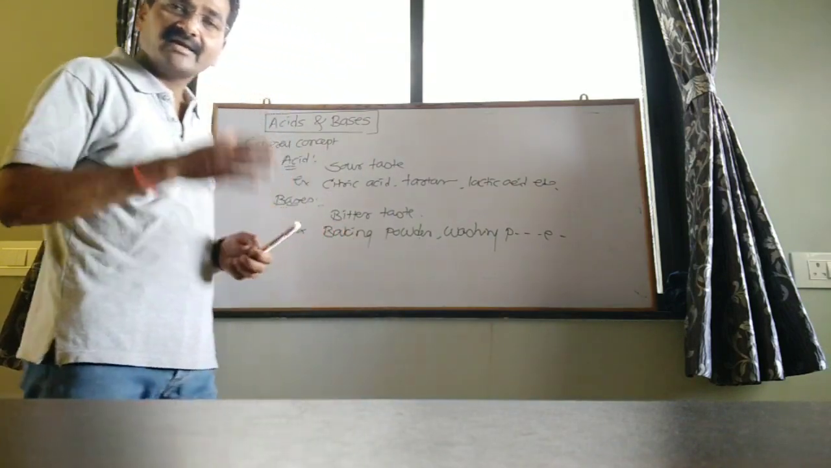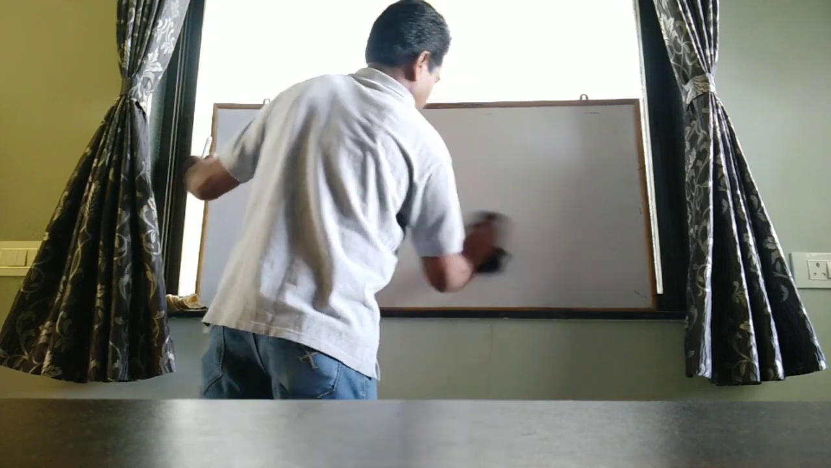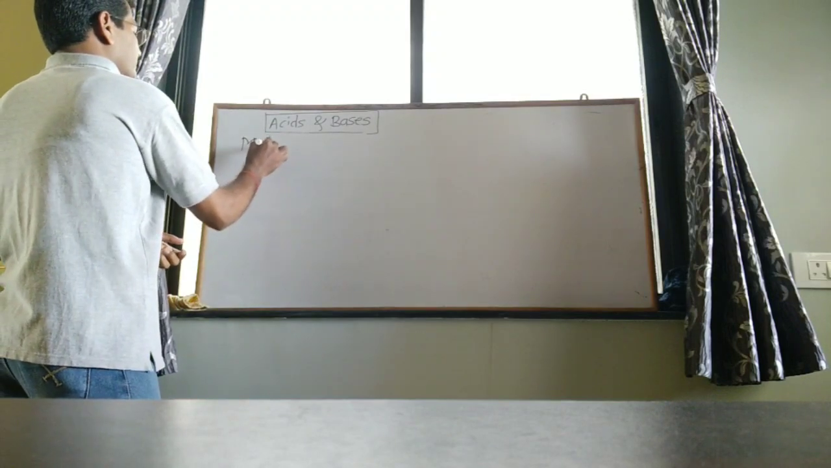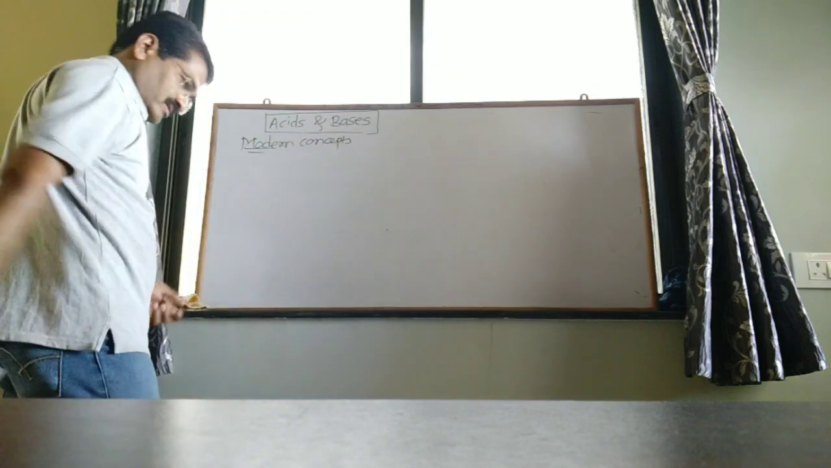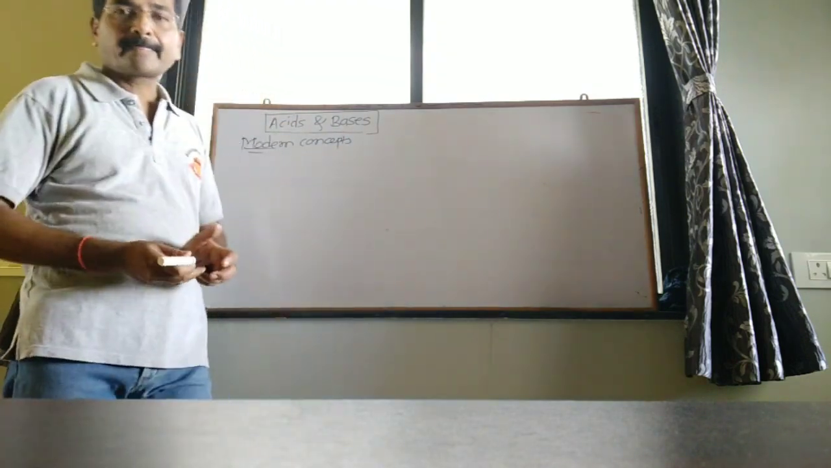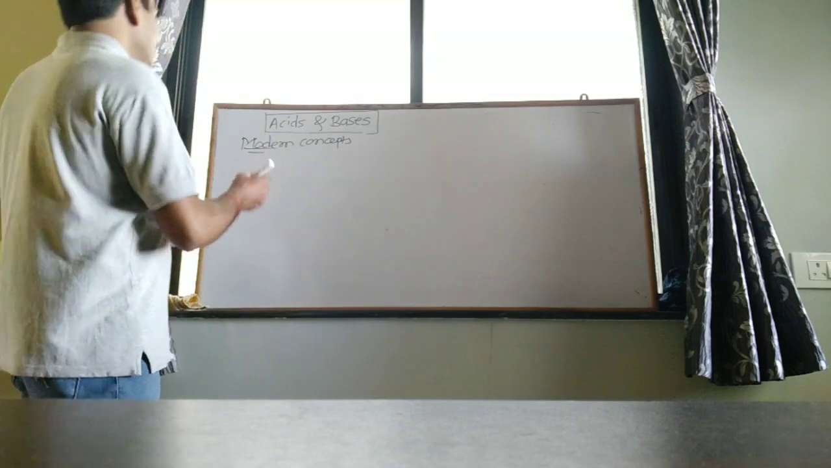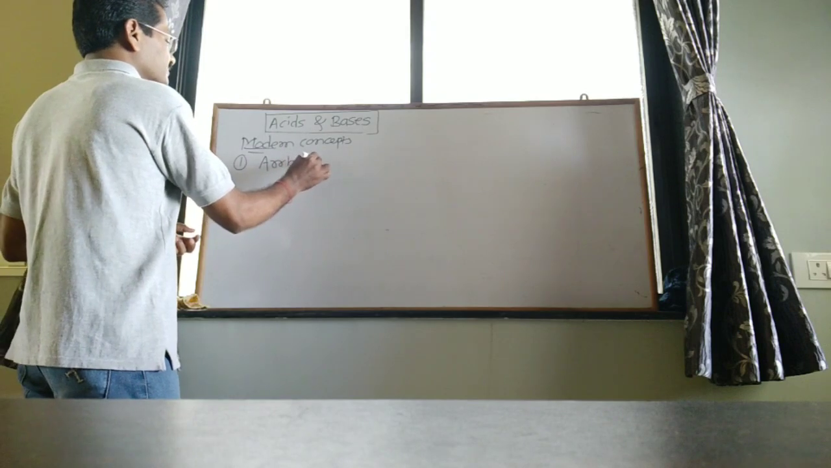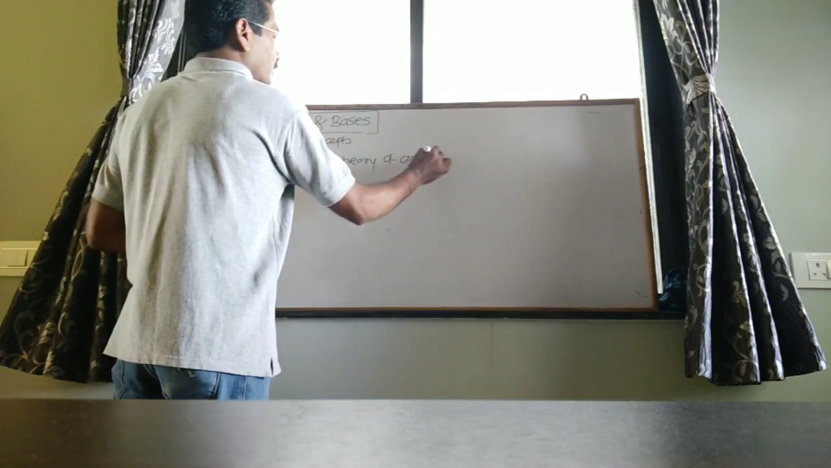Modern concepts of acids and bases. So which are the modern concepts? The first modern concept was demonstrated by the scientist Arrhenius. So that concept or theory is the Arrhenius theory of acid and base.